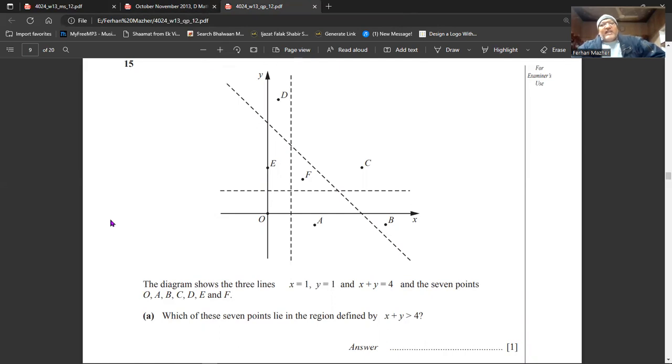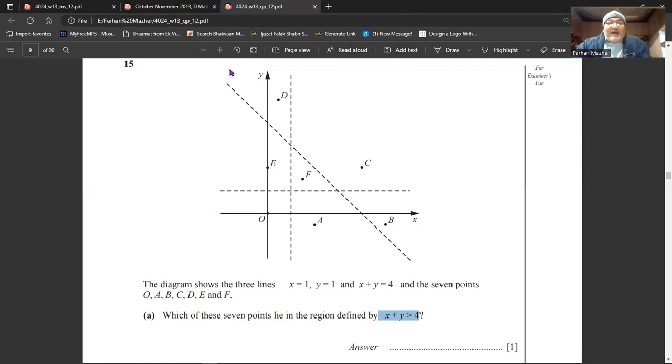And the 7 points. Here we have 7 points on this diagram: A, B, C, D, E, F, G, and which of these 7 points lie in the region defined by x plus y greater than 4? So they are talking about this line, and they have written here an inequality. In this inequality, you see the crocodile's mouth is towards the positive y. Whenever the crocodile's mouth is towards the positive y, that means they are talking about the area above this line.